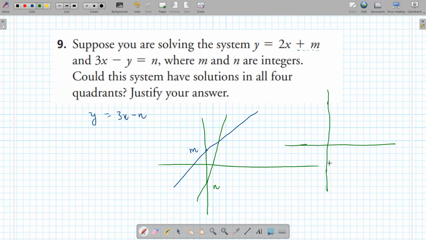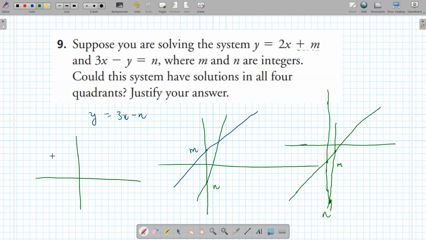But what if m is down here? Like that. Maybe you can make n down here as well. That one isn't that good. Like that. You can have a solution in the fourth quadrant as well, okay? What about the second quadrant? Second quadrant looks to be tricky.